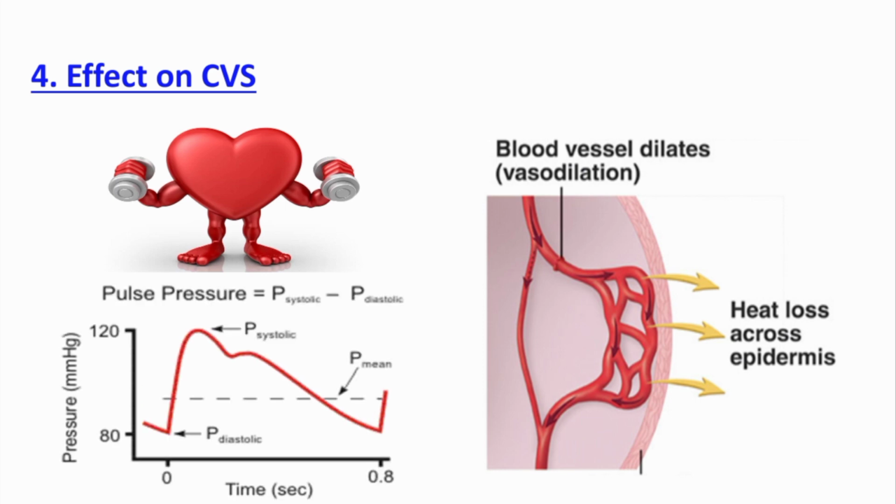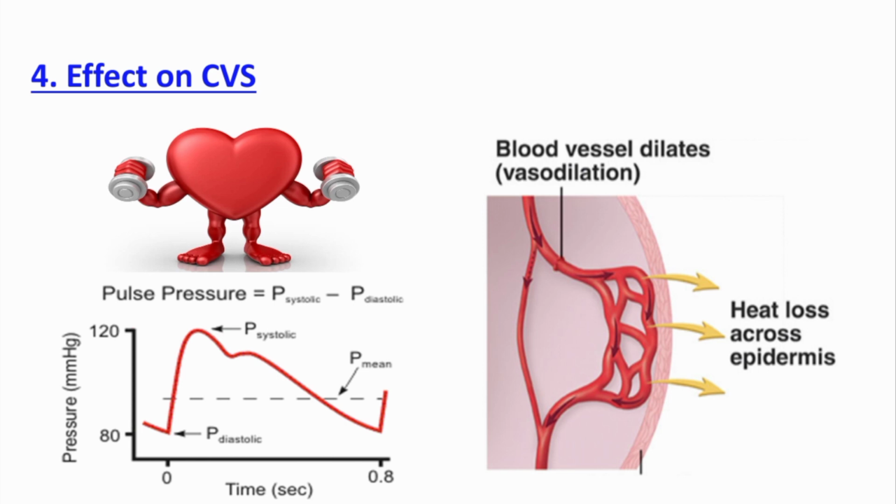Then its effect on the blood pressure. In case of hyperthyroidism, usually the mean blood pressure remains normal, but the pulse pressure, which is the difference between the systolic and diastolic, is increased, and it is because this hormone increases the systolic blood pressure and decreases the diastolic blood pressure. So in hyperthyroidism, pulse pressure is usually increased.